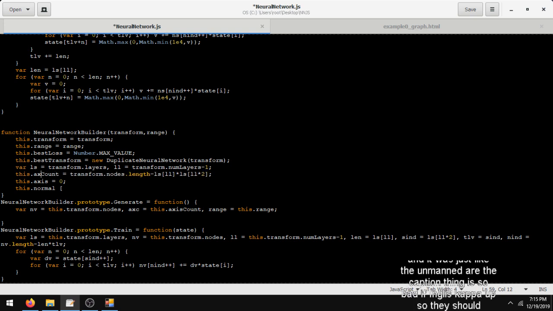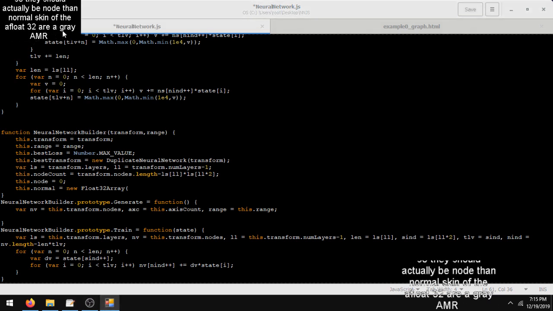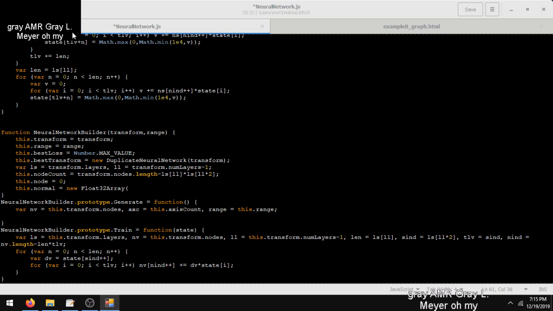So this should actually be node. Then normal is going to be a float 32 array. Grammar.